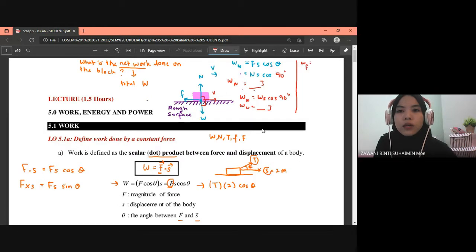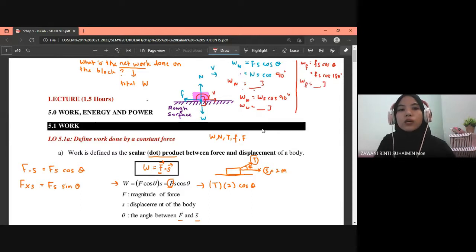Okay, so lepas tu kita ada lagi satu kan, work due to the friction force. Okay, so maksudnya bahagian F s cos theta tu, F tu kita akan masukkan friction s cos theta. Okay, so kita tengok sekarang, friction kita ke kiri, motion kita ke kanan. So the angle here is 180 degree. So masukkanlah F s cos 180 degree. So kita kira-kira, kita akan dapatlah work done due to the friction force berapa joule.